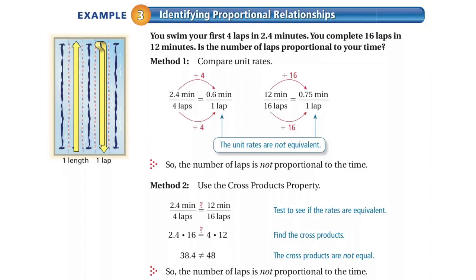The second method, I find a little easier. They just took 2.4 minutes over 4 laps and 12 minutes over 16 laps and found their cross products. 4 times 12 is 48. 2.4 times 16 is 38.4. They're not the same, so it's not a proportion.